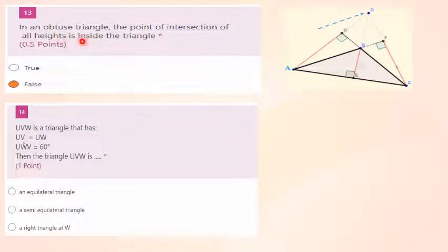In an acute triangle, the point of intersection is inside the triangle, while in an obtuse triangle, the point of intersection is outside the triangle.